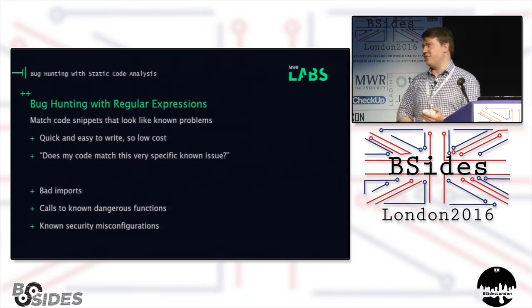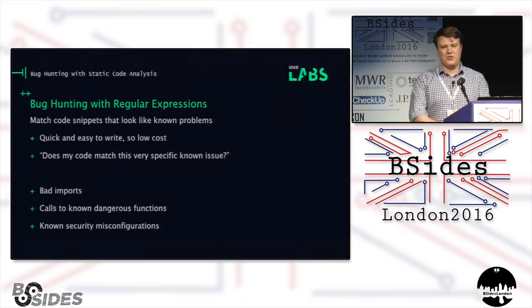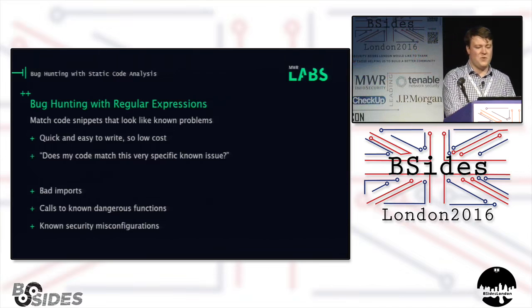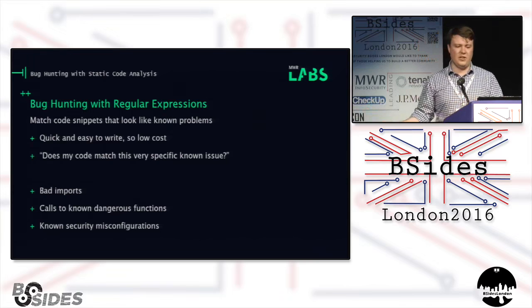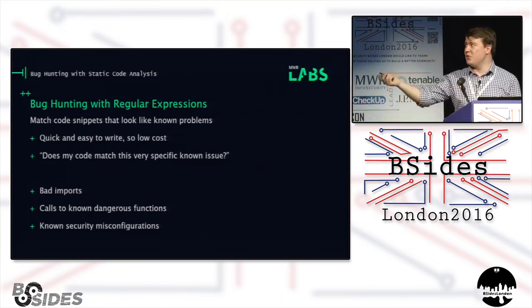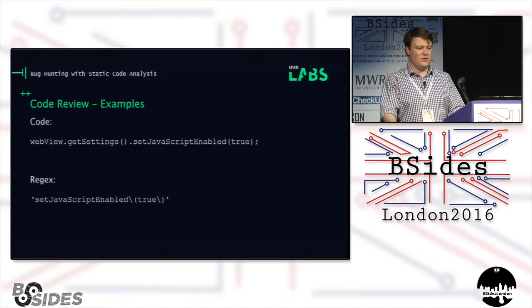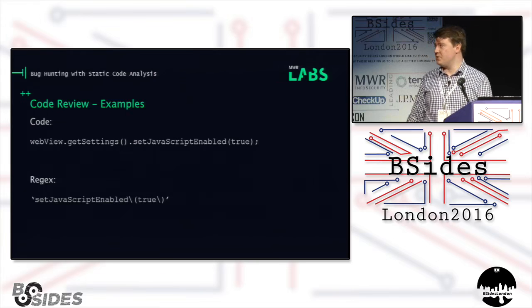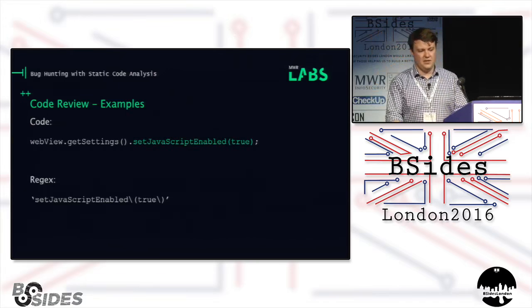So maybe someone's using some bad libraries, so you can scan through and find any import statements for bad libraries. Calls to known dangerous functions. If you're looking through the code and there's calls to strcpy everywhere, that's probably bad. And likewise, known security misconfigurations. As we talked about earlier, enabling JavaScript on web views in Android is bad. So we write ourselves a regular expression that looks for setJavaScriptEnabled calls. And lo and behold, when you run your regex over your code base, you find this line, so you know that's bad, you can go fix it.